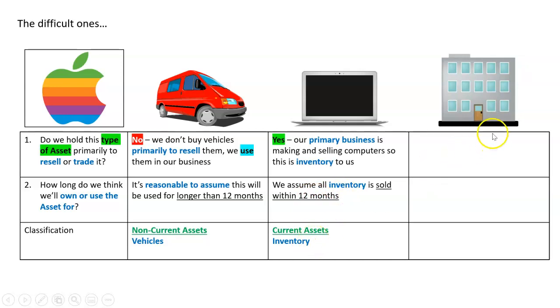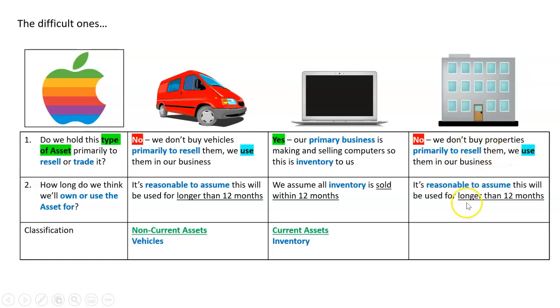Now the property is going to be the same. Apple is not in the business of making properties, so they don't buy a property primarily to resell it. They use it in their business. And we can reasonably assume a property will last for or be used for longer than 12 months. So that would be a non-current asset called property.